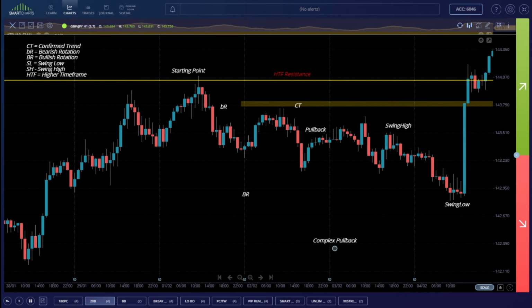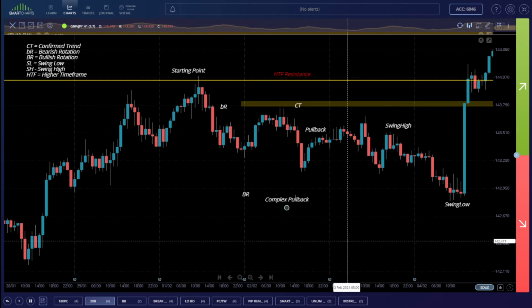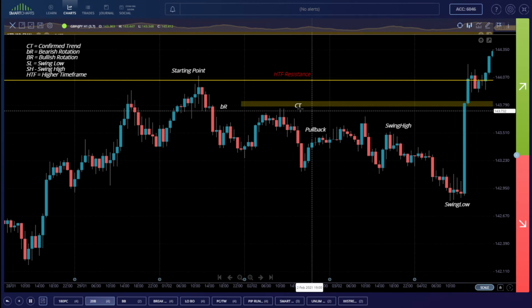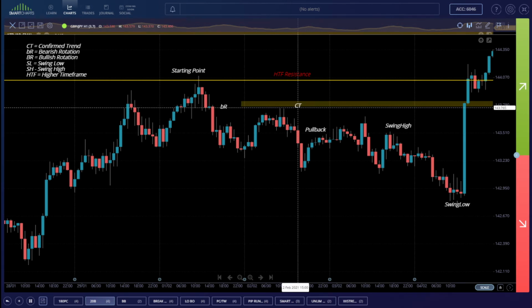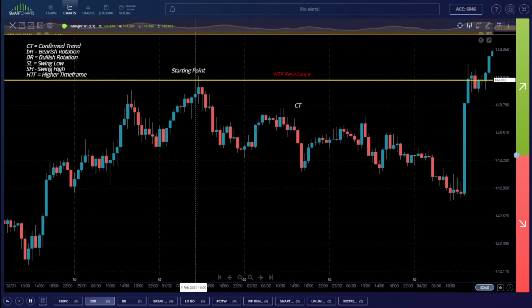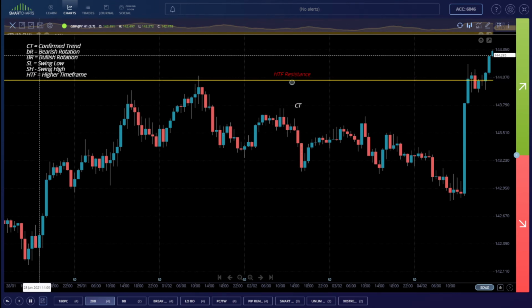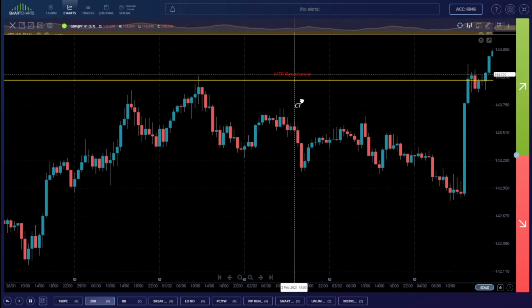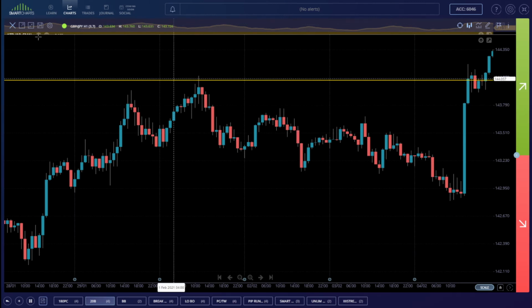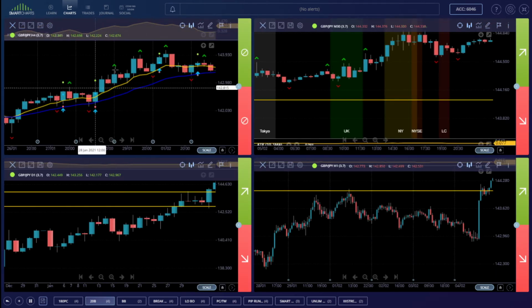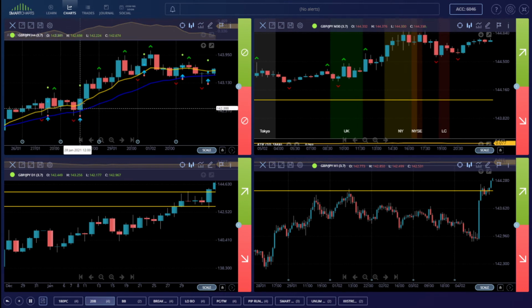Okay, so let's just move some of this stuff out of the way. Let me just delete these things actually. I'll just put an indicator up the top here just to keep price pushed down because it does help with the scaling. Okay, so what I'm going to do is, we can see on the 4-hour chart.